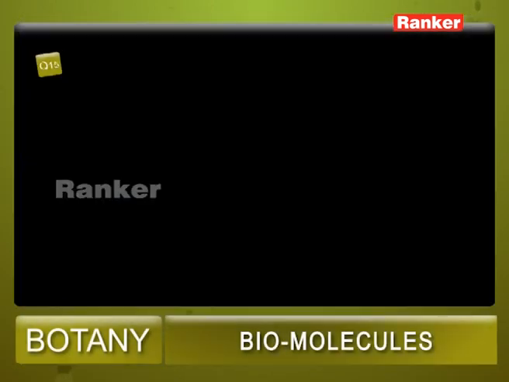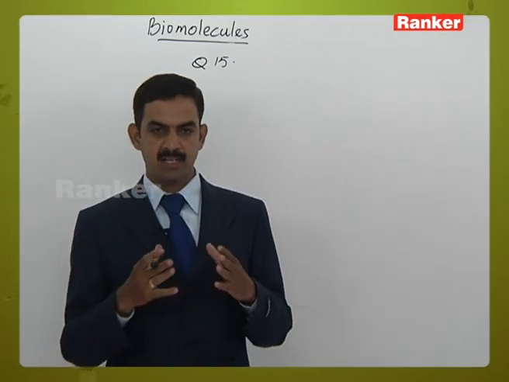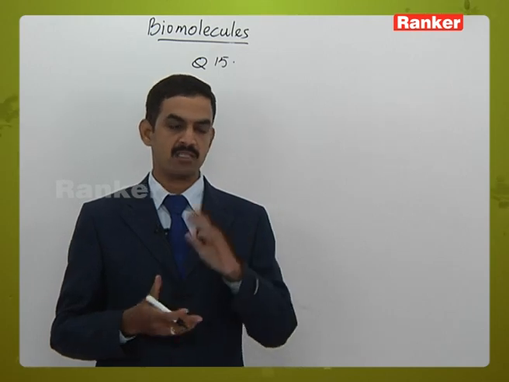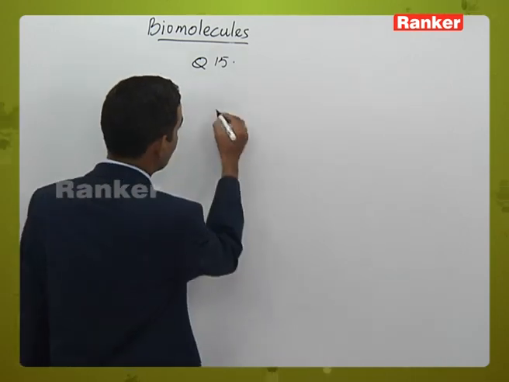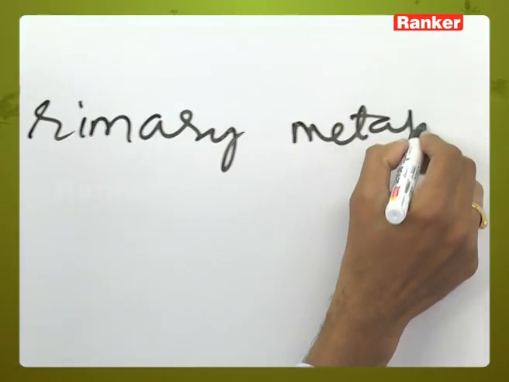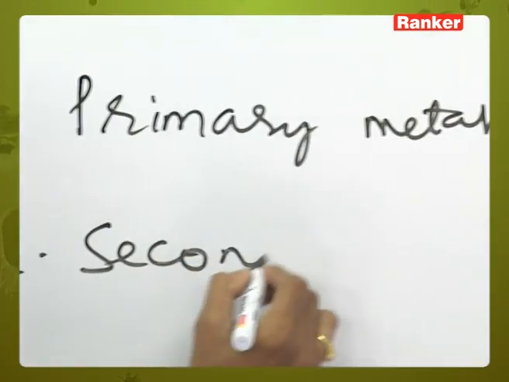Question number 15, abrine and resins are: options 1 toxic secondary metabolites, 2 lectin type secondary metabolites, 3 terpenoid secondary metabolites, 4 alkaloid secondary metabolites. Okay, here in most of the options the term used is secondary metabolite. So we have to know something about 2 things, that is primary metabolites and secondary metabolites.